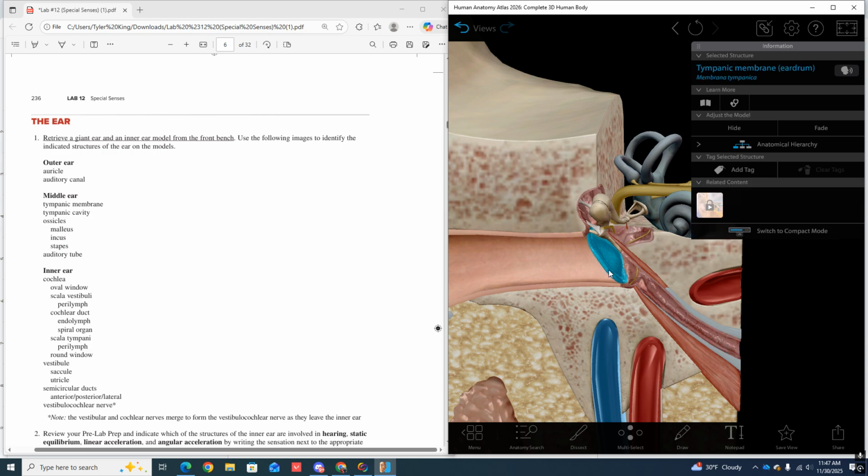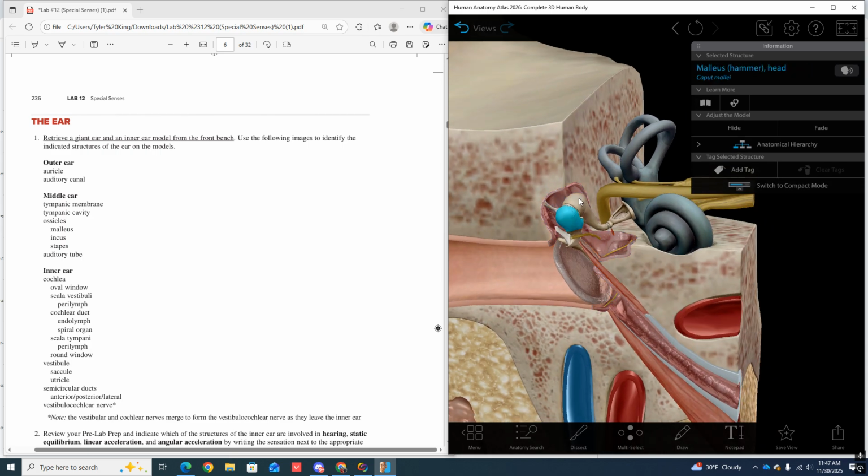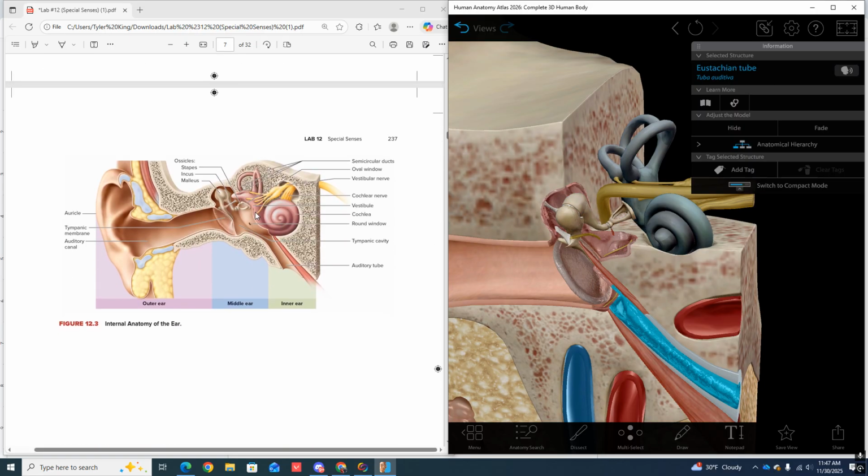So we have tympanic membrane, tympanic cavity, we have the bones here, so we have the malleus, we have the incus, we have the stapes, and we have the auditory tube, all right? So middle ear. We can see those guys also on this drawing here as well, okay? So everything we just talked about.